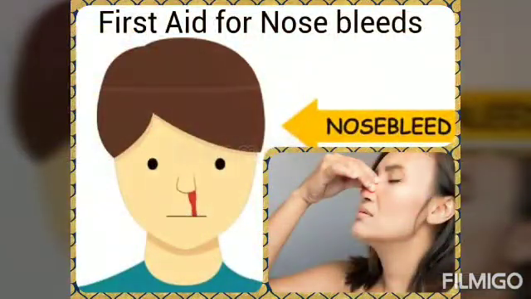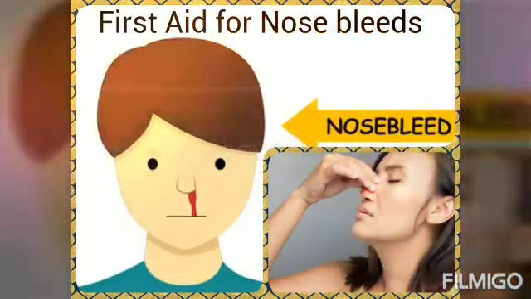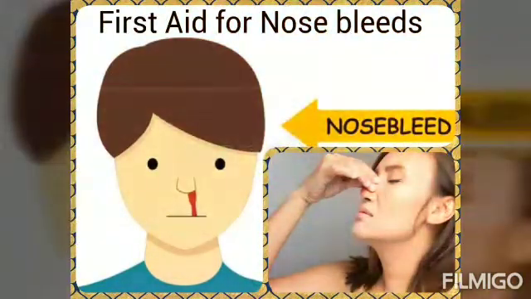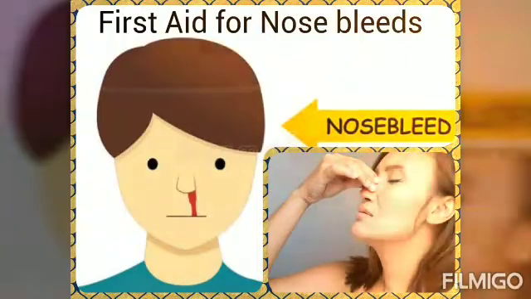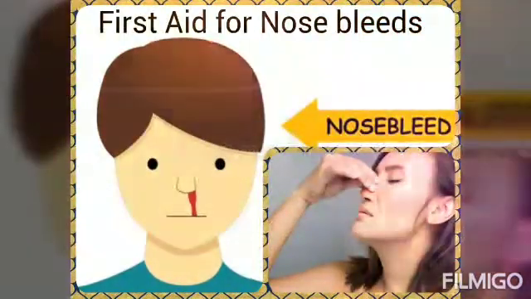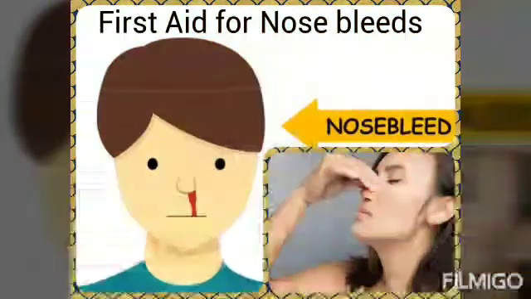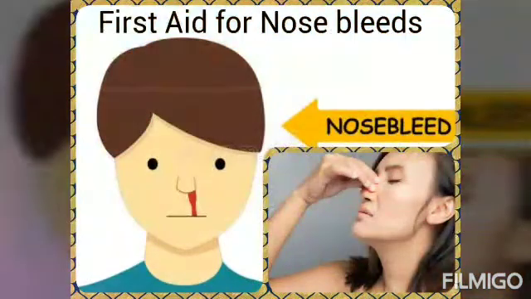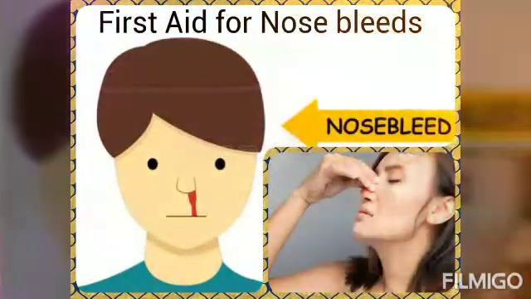Dear students, look at the picture given. Do you know what is a nosebleed? The first picture denotes a nosebleed. What is a nosebleed? A nosebleed is the loss of blood from the tissues that line the inside of your nose. This is called a nosebleed.